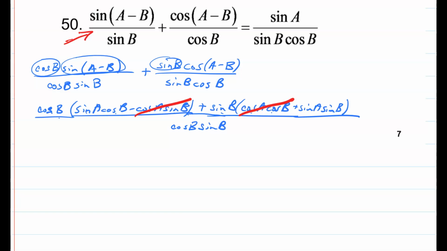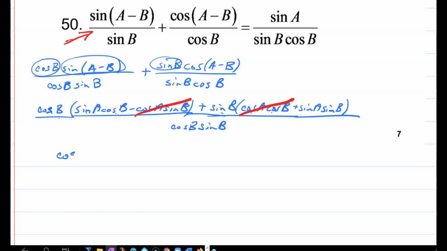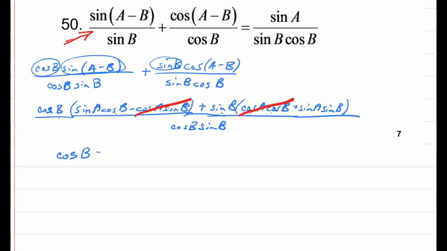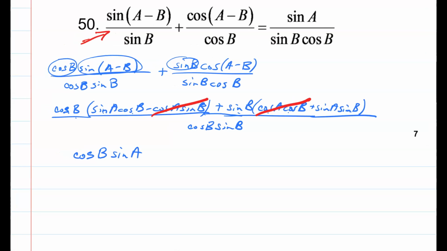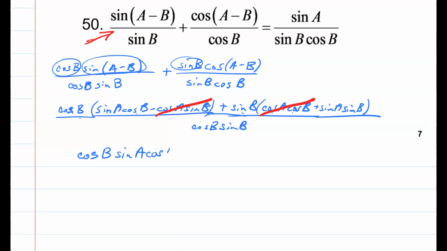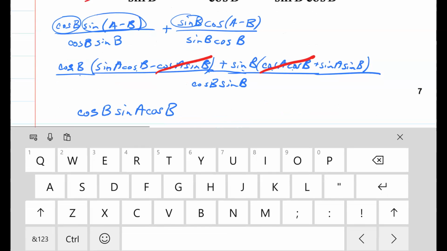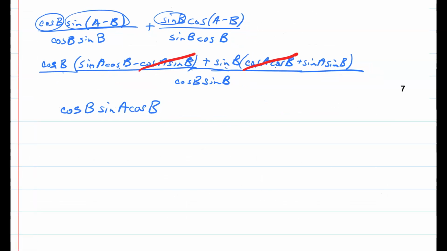And all that's left at this point is cosine of b, sine of a, cosine of b, plus sine of b, sine of a, and there's another sine of b there, isn't there? And so that's going to give us a sine squared b.